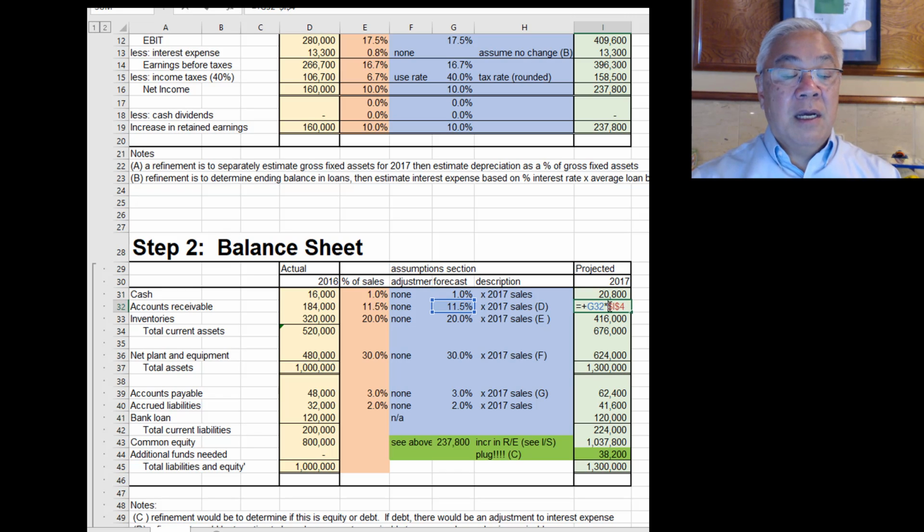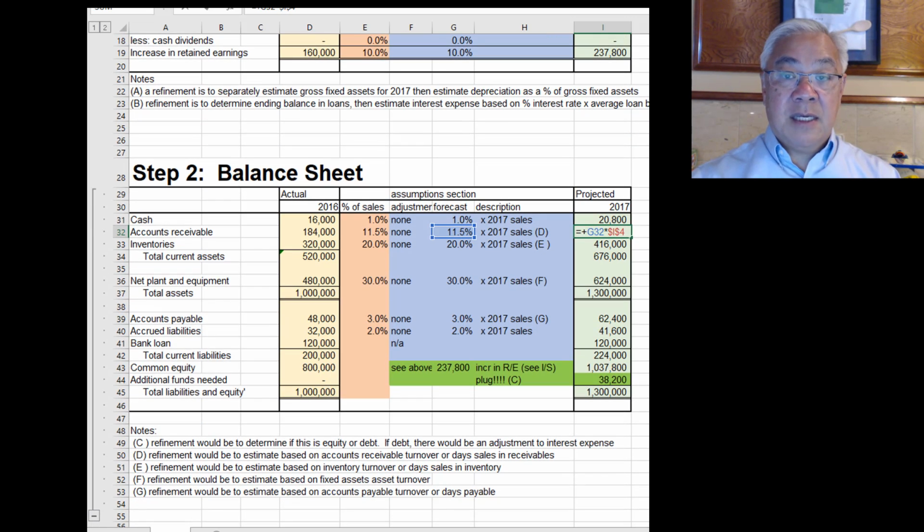Next is AR, again, stated as a percent of sales, 11.5%. The note here is you could do refinement if you had time, or you would do the next pass by using an accounts receivable measure such as days sales in receivables or turnover rate of receivables. But for now, simple first pass, percent of sales. Next, inventories. Again, we stated as a percent of sales, 20%. But note you could do refinement based on your projection for what the inventory turnover will be for next year, based on last year or perhaps more history. But again, first pass, easy, sales.